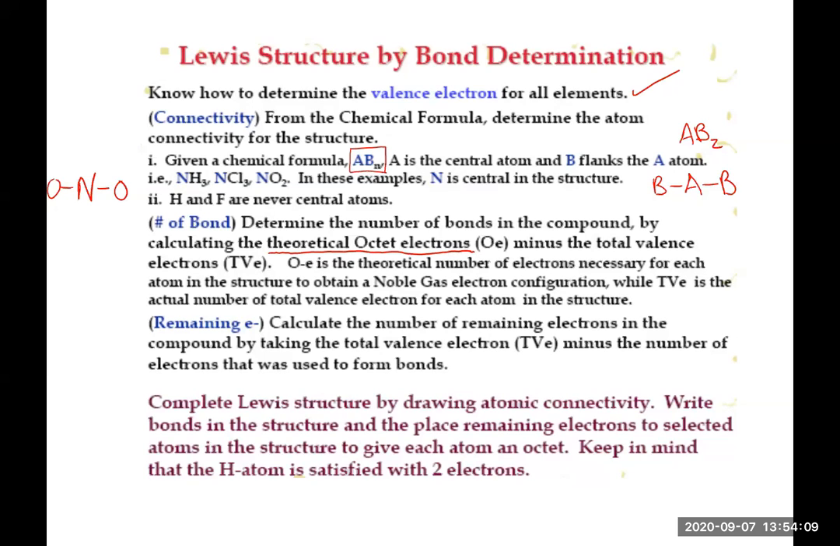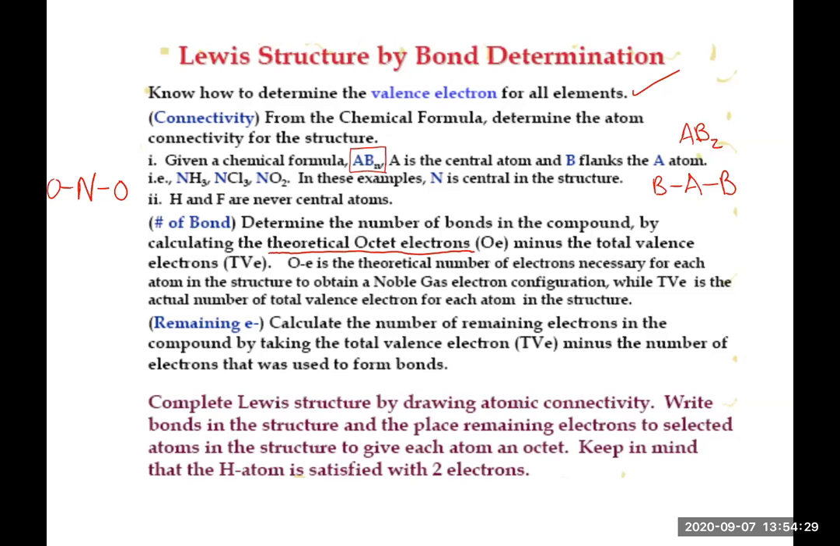But most of those elements on the periodic table want 8 electrons. That makes them stable. And so we can always know what the theoretical electrons are, because for everything except for hydrogen and helium, that number is going to be 8. And for hydrogen and helium, that number is going to be 2, always.